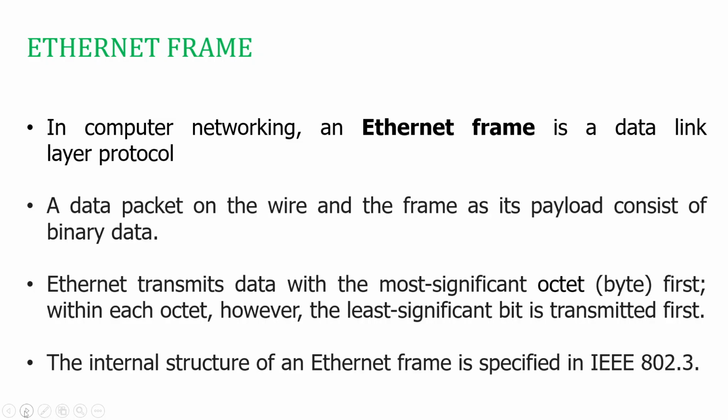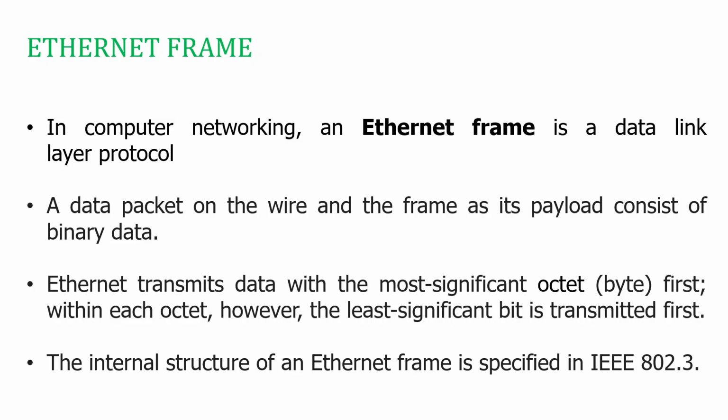So we all very well know about the 7-layer architecture of computer networks. In that, the data link layer is the second layer, between the network layer and the physical layer. Here, a data packet on the wire is considered an Ethernet frame. It is a data link layer protocol, and the frame has a payload consisting of binary data which is given to the physical layer. Ethernet transmits data with the most significant octet first.